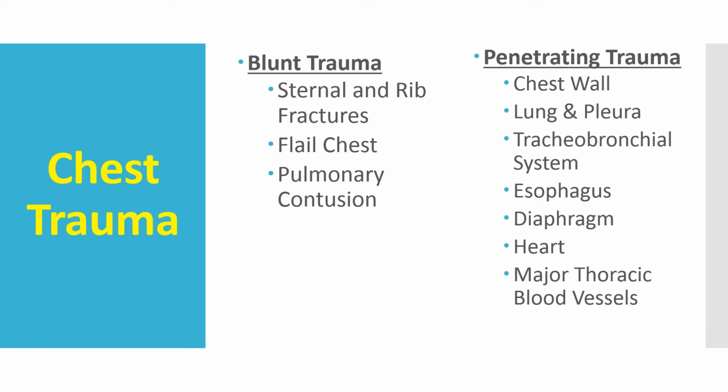Chest trauma is divided into 2 types, blunt and penetrating. Blunt trauma can result from sternal and rib fractures, flailed chest, and pulmonary contusion. In penetrating trauma, any organ or structure within the chest is susceptible. Some examples are the chest wall, lung and pleura, the tracheobronchial system, the esophagus, the diaphragm, the heart, major thoracic blood vessels, and other mediastinal structures. And we'll get into these a little further in the lecture.